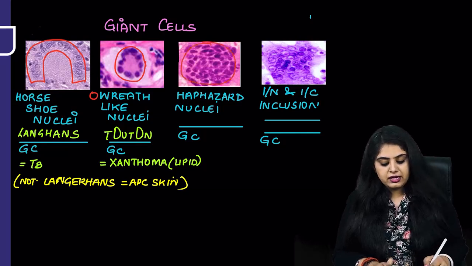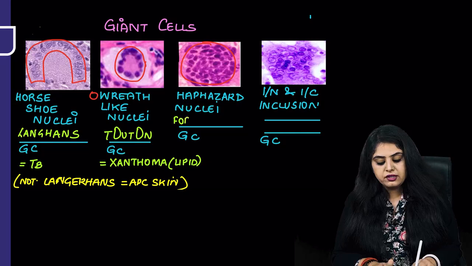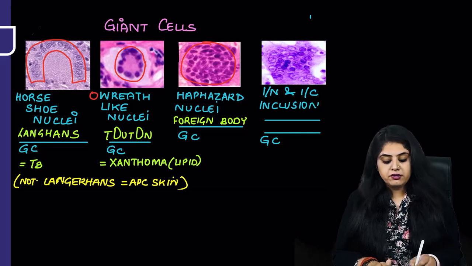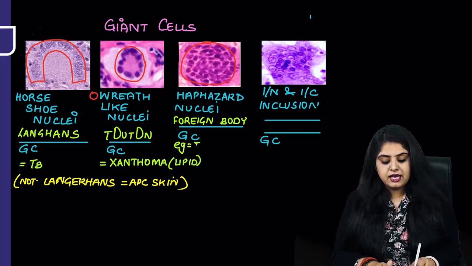Coming to the next, if the nuclei are all over, basically they are all haphazard nuclei. So haphazard nuclei are seen basically in foreign body giant cell. Examiner will have to give me the history of a foreign body. For example, examiner will say there is some talcum powder or there is some suture material.